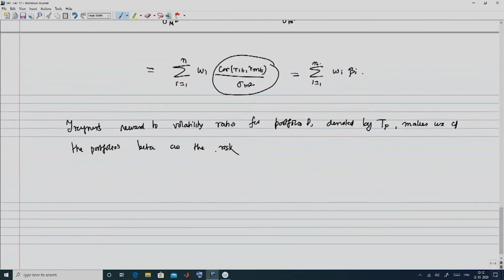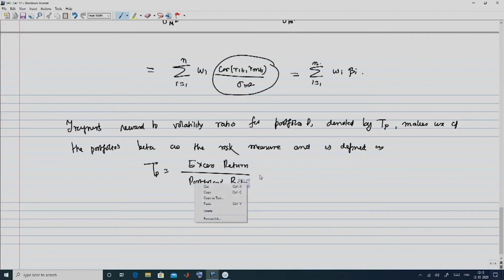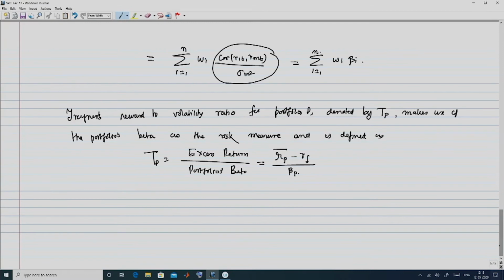All right. So, coming back to the portfolio's beta as the risk measure, accordingly we define T_P as being excess return or risk premium over the portfolio's beta, and this is going to be the excess return as before, R_P bar minus R_f, divided by the portfolio's beta, which is beta_P. Alright, so let us now come to the last of the three measures, and that is what is known as the Jensen's Measure.